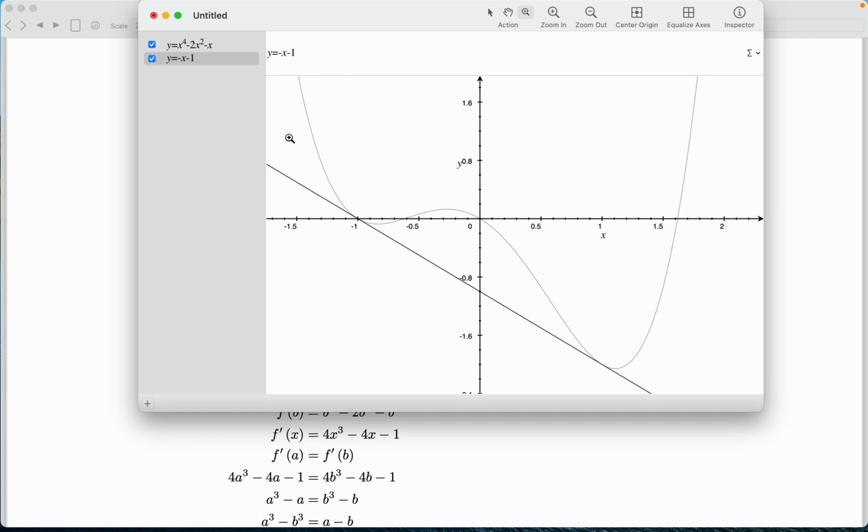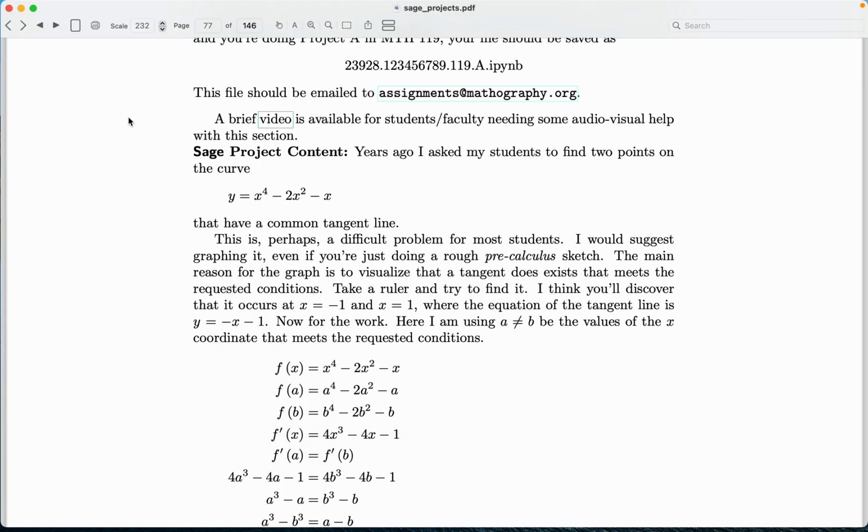Now, the question is, how am I going to do that? Well, they told me that. That's nice to know. Now, let me read this over here. Take a ruler to find it. I think you'll discover that x equals -1 and x equals 1, where the tangent line is. And again, you could print it out, probably take a ruler and do that. All right, not so bad.